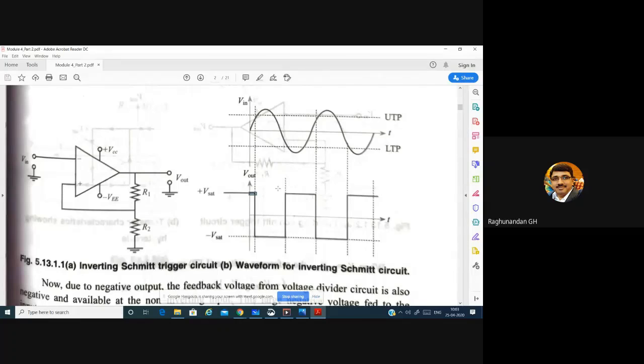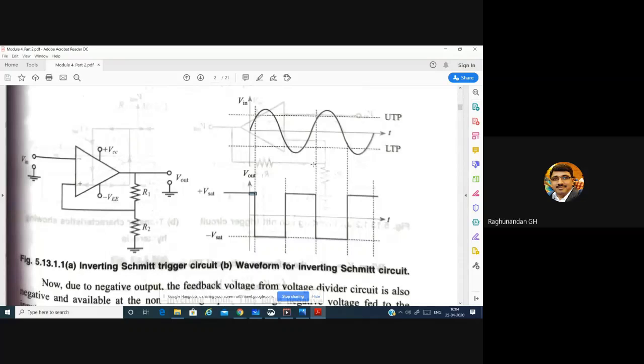Suddenly it will not go to the positive saturation. Again the input has to become lesser than LTP. Now LTP is this one, and in the negative phase, what happens if it is minus 2 volt and this is minus 3 volt? Minus 2 volt will be greater than minus 3 volt, because minus 2 volt is nearer to 0 compared to minus 3 volt. So now the input becomes lesser than LTP, and again it goes to the positive saturation.